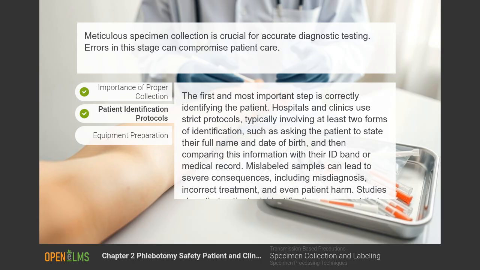The first and most important step is correctly identifying the patient. Hospitals and clinics use strict protocols, typically involving at least 2 forms of identification, such as asking the patient to state their full name and date of birth, and then comparing this information with their ID band or medical record. Mislabeled samples can lead to severe consequences, including misdiagnosis, incorrect treatment, and even patient harm. Studies show that patient misidentification errors contribute to a significant percentage of pre-analytical errors in laboratories.